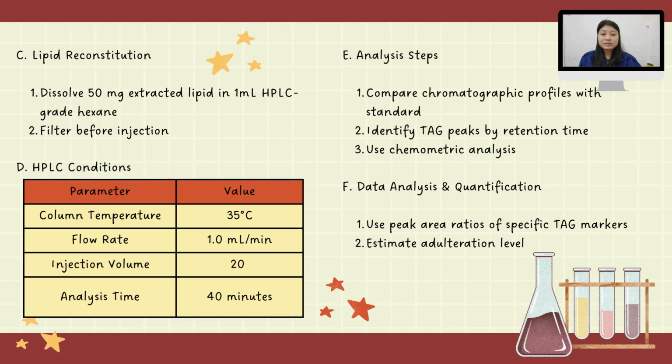We compare the chromatographic profile with standard, identify TAG peak by retention time, and use chemometric analysis. For quantification, we use peak area ratio of specific TAG markers and develop calibration curve with non-pork percentage.